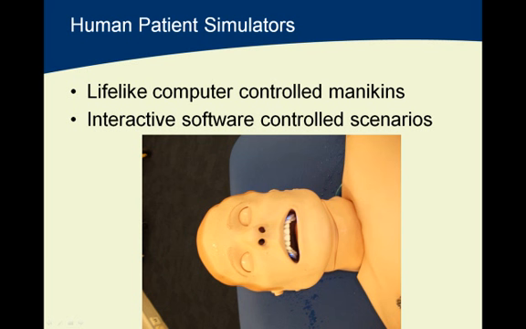Our patient simulators, we have the SIM technology for our high fidelity simulation mannequins, and the lifelike controlled mannequins, which are controlled through a computer system, where we have interactive software which controls the scenarios, controls the physiological changes through the mannequins, and also controls the debriefing process, which is probably the most important part of simulation.